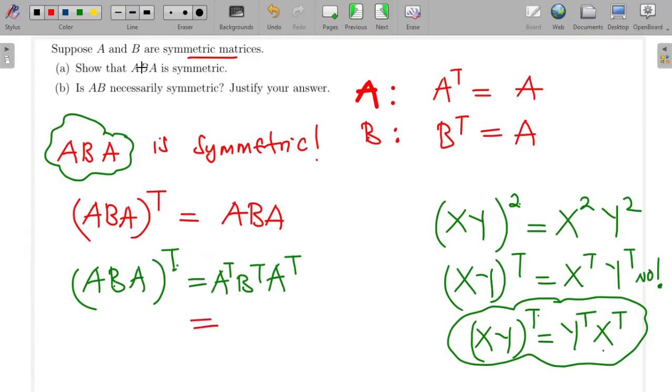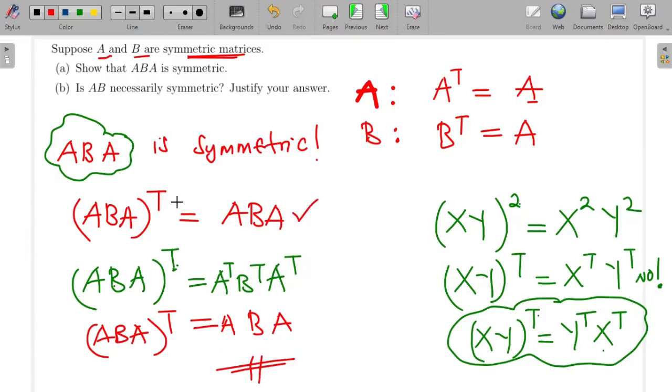So now here I was told A and B are symmetric matrices. So meaning A transpose is equal to A, B transpose is equal to B, because they're symmetric. So where there's A transpose, I'll replace it with A, since A is symmetric. B transpose I'll replace with B, and then A transpose I'll replace with A as well. So we can see that the transpose of ABA is simply giving me ABA, and this condition is satisfied. So meaning that this guy is indeed symmetric.